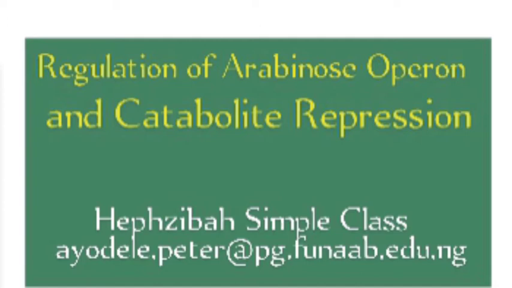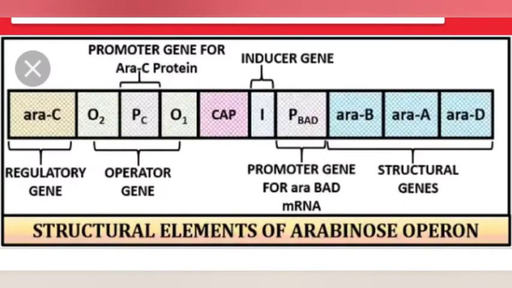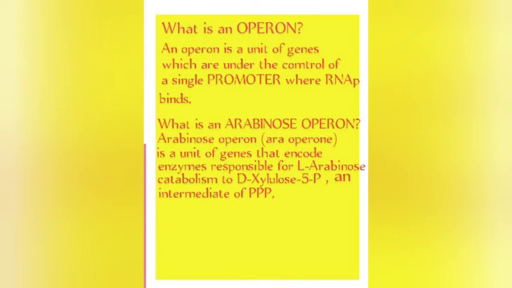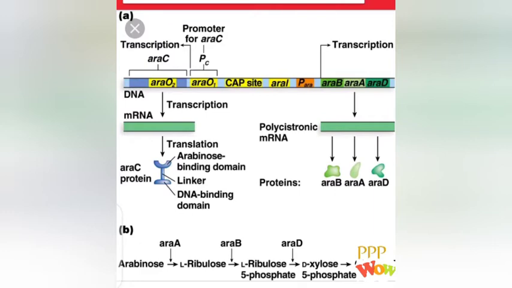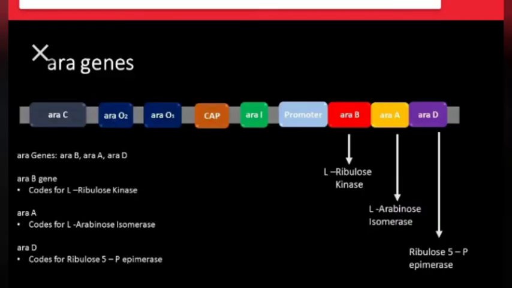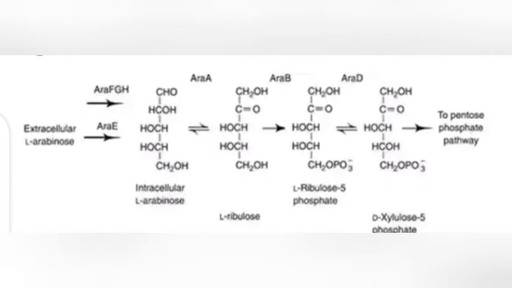Today, I will be talking on regulation of Arabinose Operon and catabolite repression. In our previous class, I talked about an operon and described Arabinose Operon. I said an operon is a unit of genes which are under the control of a single promoter where RNA polymerase binds. An Arabinose operon or ARA operon is a unit of genes that encode enzymes responsible for the catabolism of L-arabinose sugar to D-xylulose 5-phosphate, an intermediate of the pentose phosphate pathway.